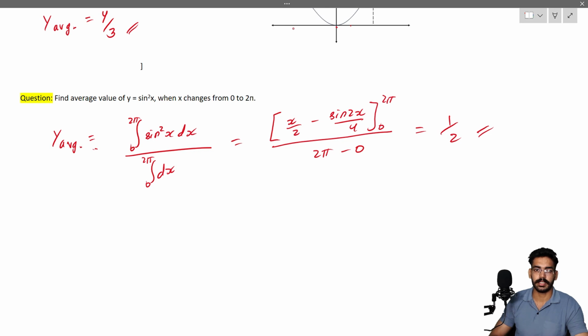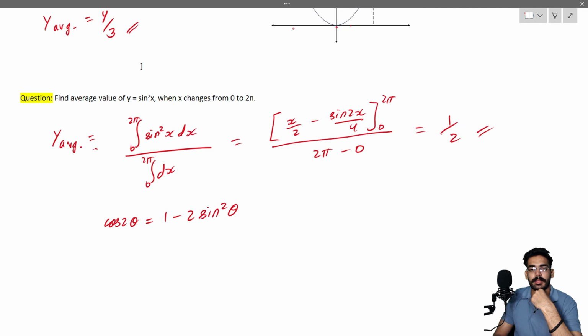How we did it, I will tell you one more time. For sine squared x, you use the formula cos 2 theta equals 1 minus 2 sine squared theta. So sine squared theta equals (1 minus cos 2 theta) by 2, right? That value you will put in, then it is simple integration. You are just reducing the power and then solving. So this is one method: you reduce the power of the function. That is one easy way to solve any such question.